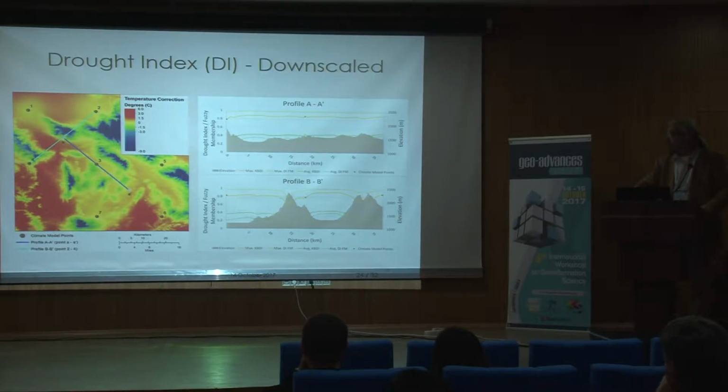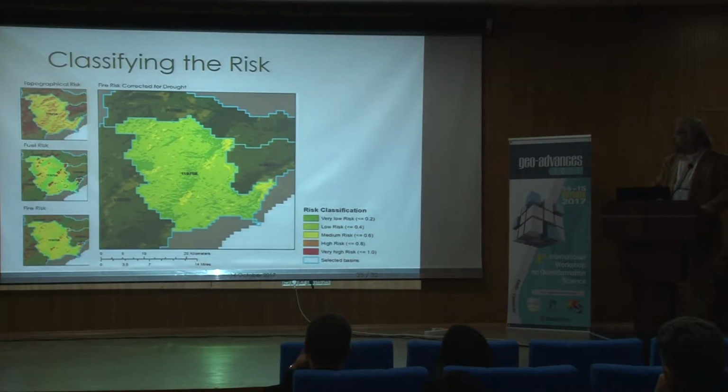Underlying is the DEM, and by using the decaying function of temperature over elevation, we could derive a temperature index for each individual cell, instead of, as I used in this study, one value for the whole area. Classifying then the risk, we again work from the topographical risk to a fuel risk, combining that to a fire risk, and correcting that for drought.